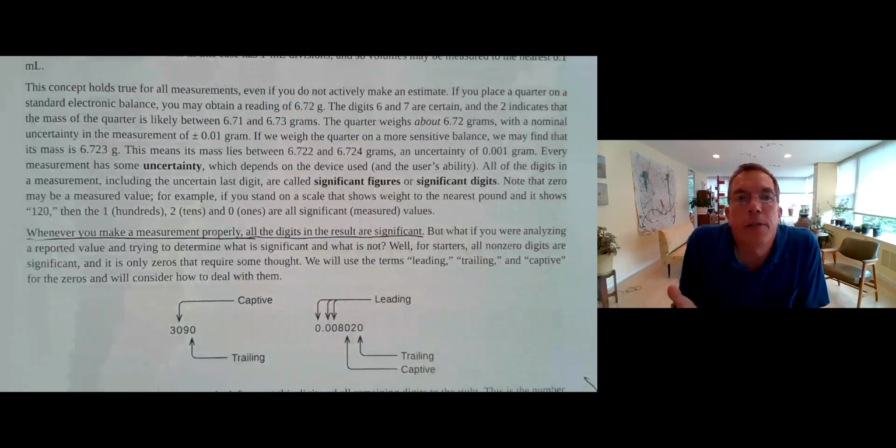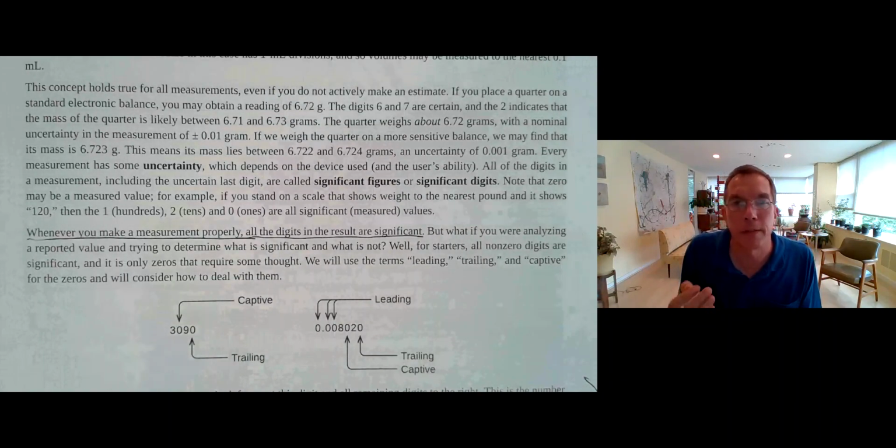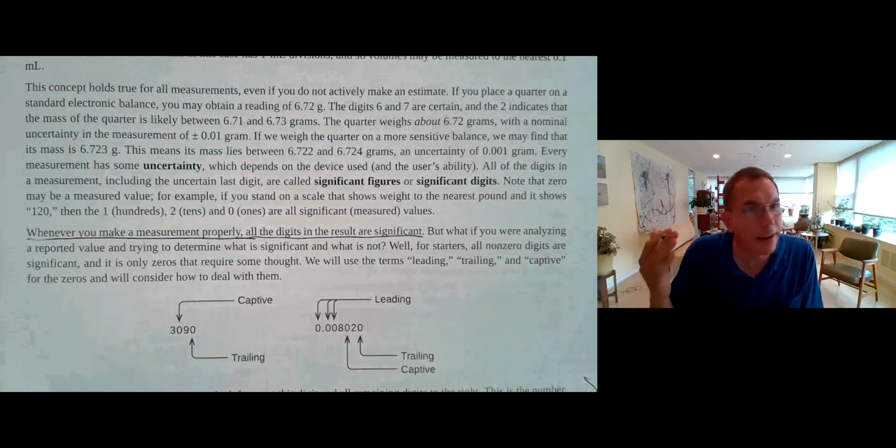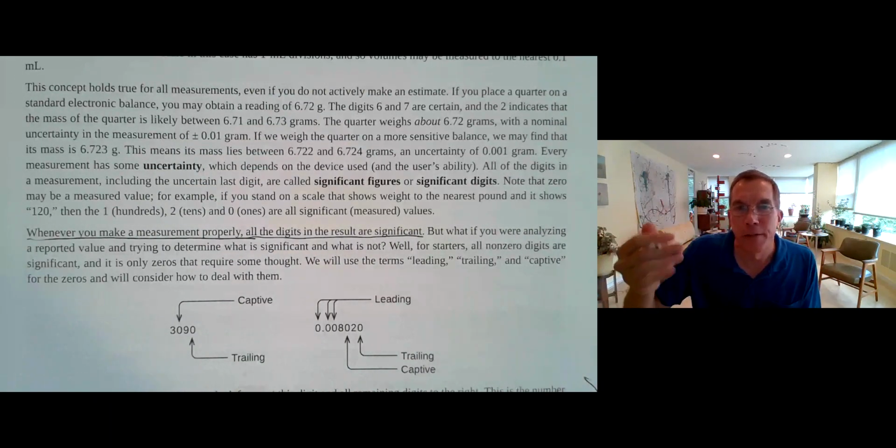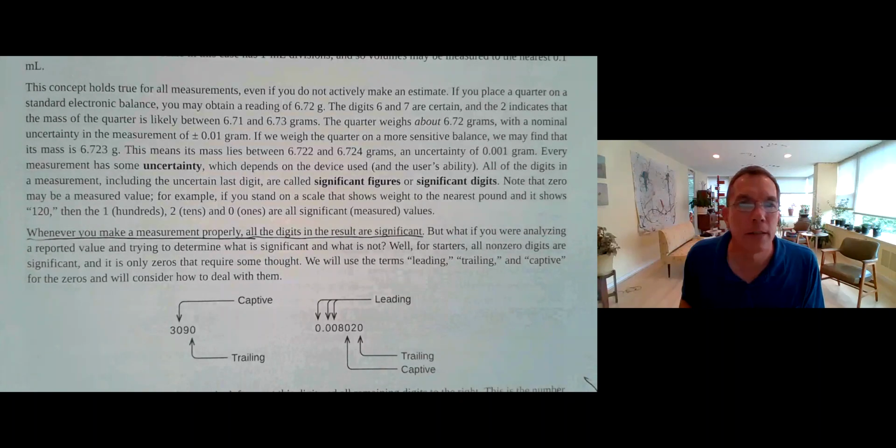And that's just the inherent nature of the balance. So don't wait for it to stop, because it's really just kind of saying, hey, I don't know that digit. And that's what it's speaking to you as you're waiting. So just understand that that last digit is uncertain.